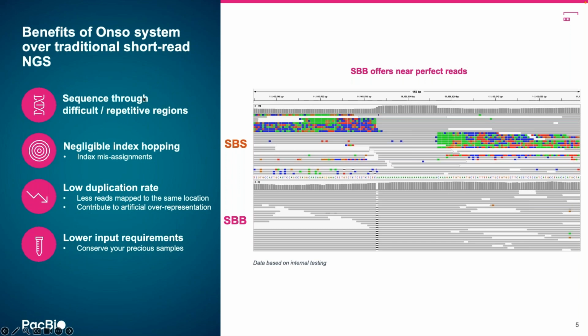And on the left here, I'm showing some of the benefits of SBB in addition to the accuracy in general, in terms of sequencing through repetitive regions, negligible index hopping and duplication rates, and lower input requirements. And Young is going to go through all of those in detail in his talk. For now, I'm going to focus on accuracy and how this impacts what we're able to do in liquid biopsy.